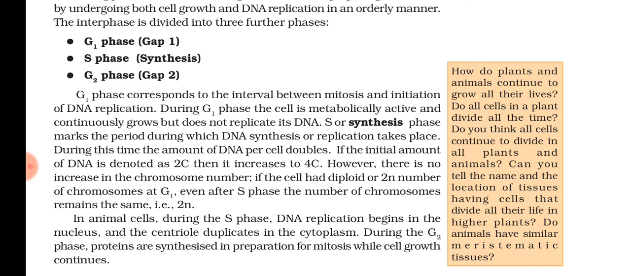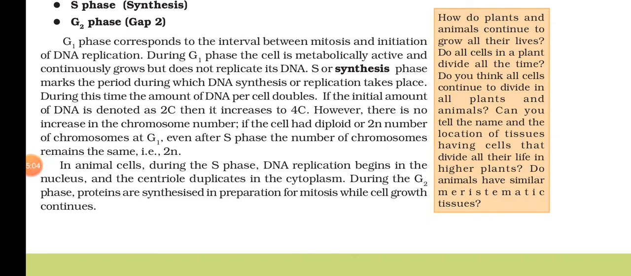In G2 phase, what happens is the same process that started in G1 phase continues. So these are the various phases of interphase. And in animal cells, during S phase, DNA replication begins. That takes place in the nucleus, isn't it? DNA is present in the nucleus.